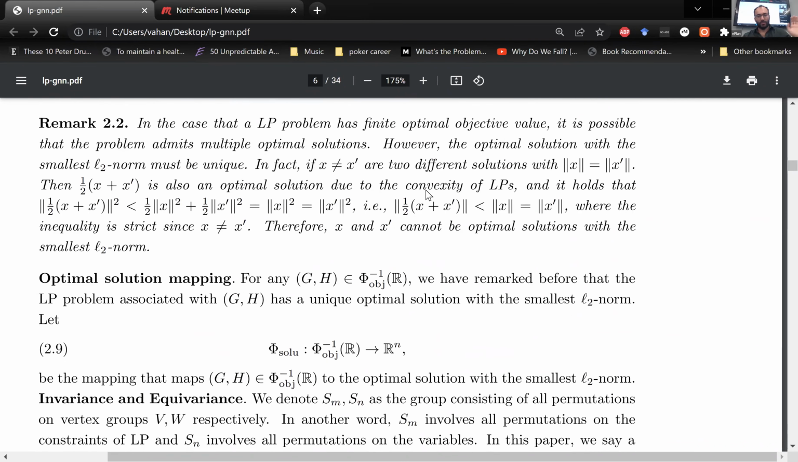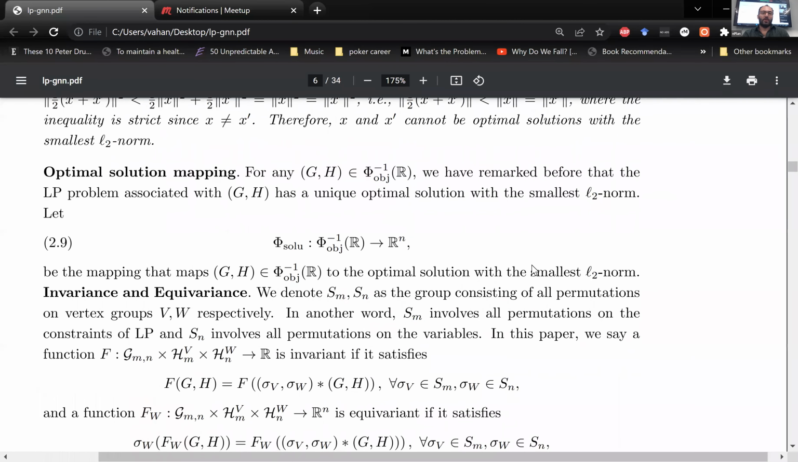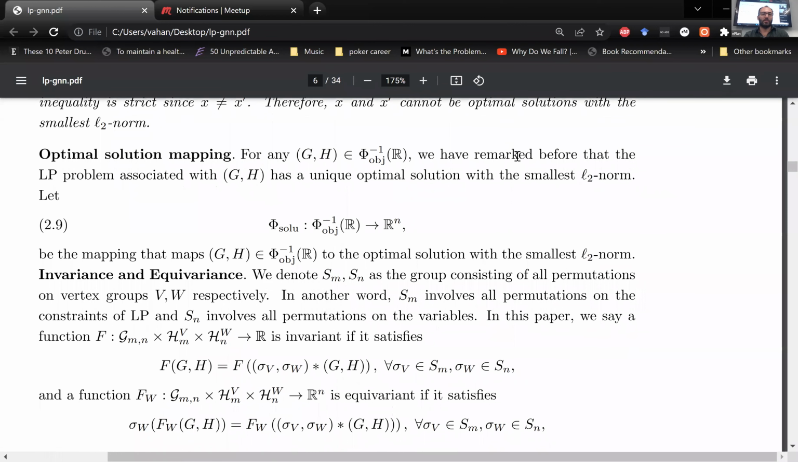So we look at the solution, and then we find the variables that construct the solution to find the optimal solution. But here they use another known result that says the solution that has the minimal L2 norm is unique, because in general, the solution is not unique, right? You can have a flat hyperplane at the bottom where all of those values will be optimal. In fact, if you have two optimal solutions, you have infinitely many.